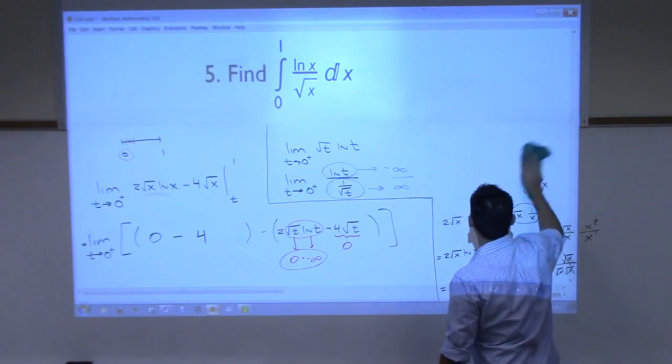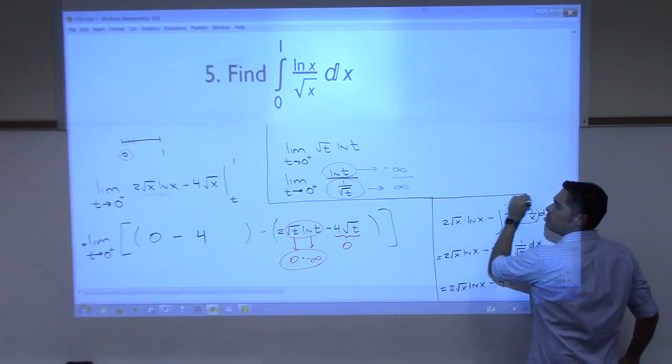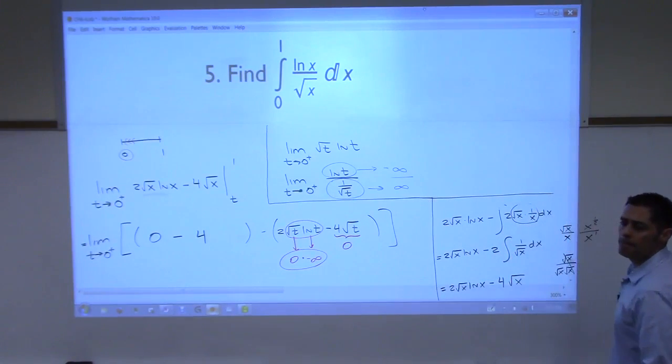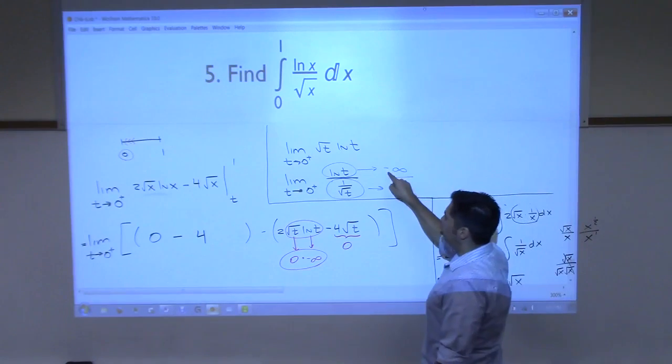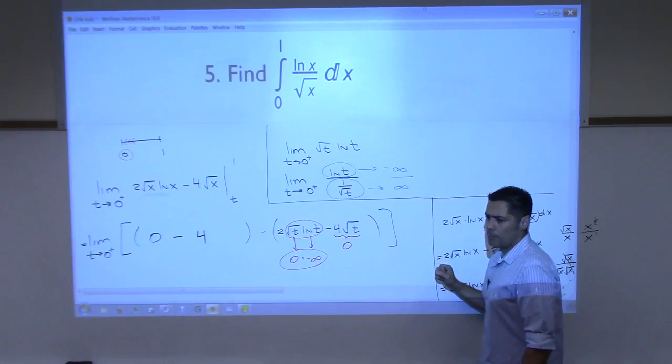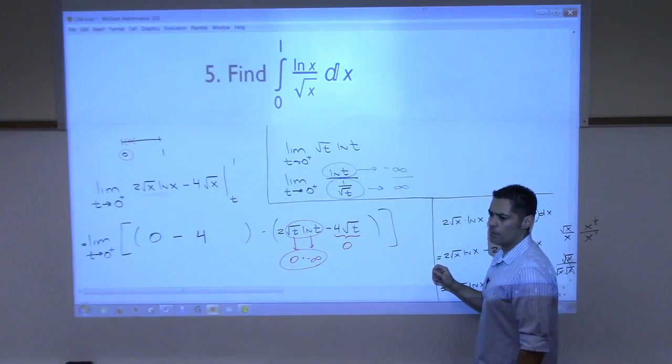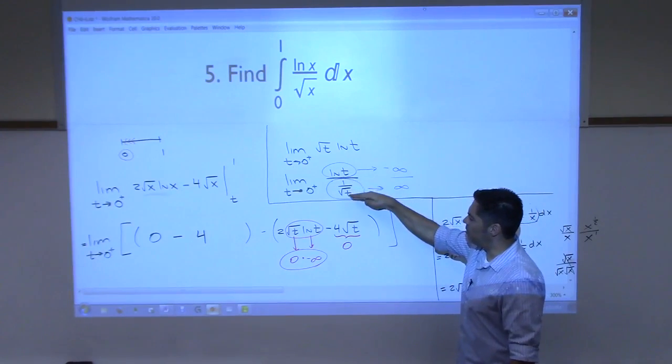Sorry, I've got to erase this. I get that natural log of 0 is negative infinity. Is headed towards negative infinity. And then, oh, fix everything. Okay. Yeah, this is fixed over 0, not fixed over infinity.